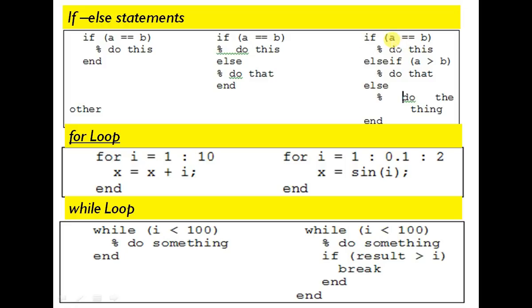If A equals B, then we do some operation. Else if A is greater than B, then do that. Else, meaning other than these two conditions, equal to or greater than, then we do another thing. Then we have to end the if statement. So if else conditions are related to comparison.